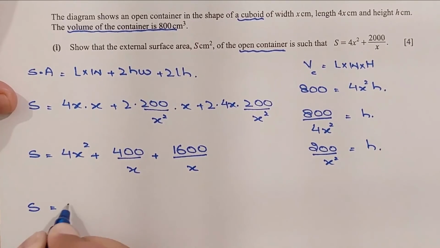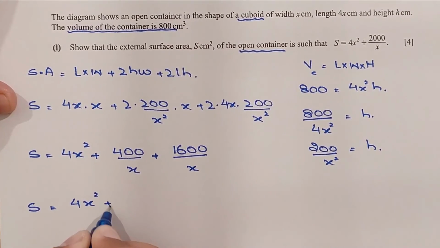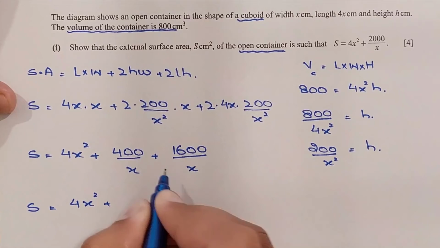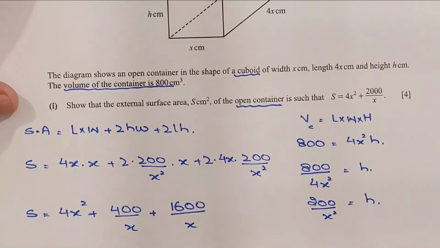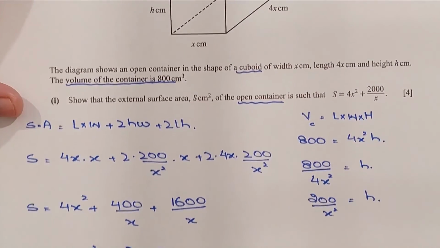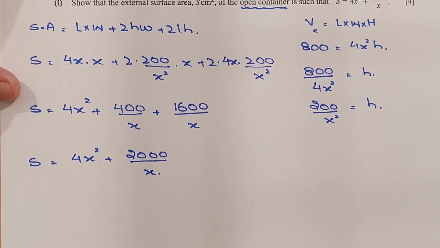So S equals 4x square. Now x is in the denominator, we can add the numerators, 1600 plus 400, that is 2000 over x. So you can see we got the same one, 4x square plus 2000 over x.